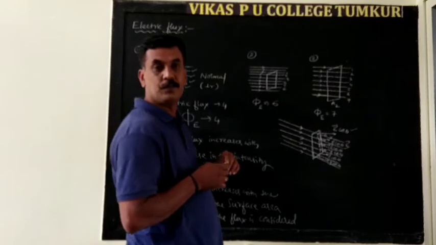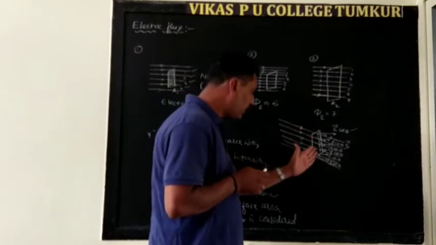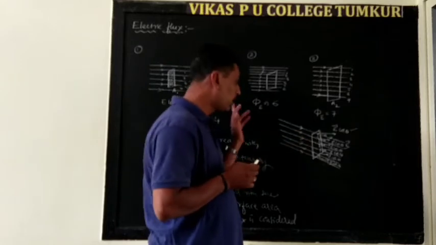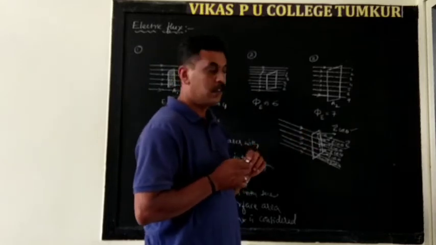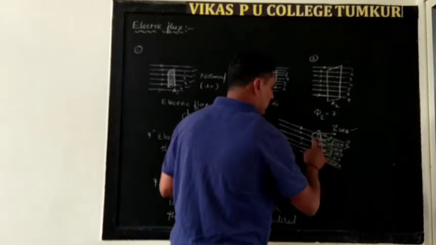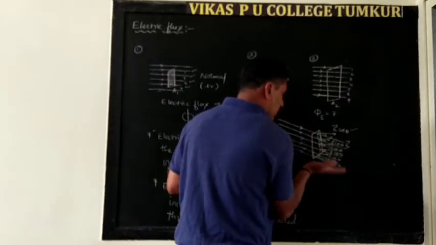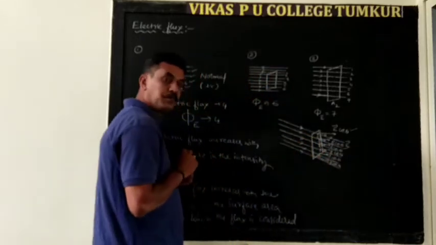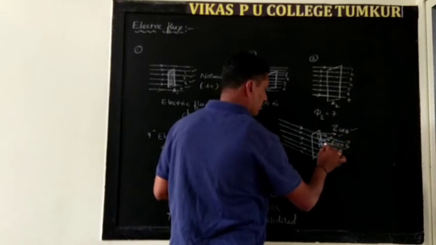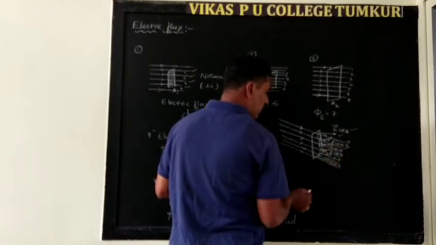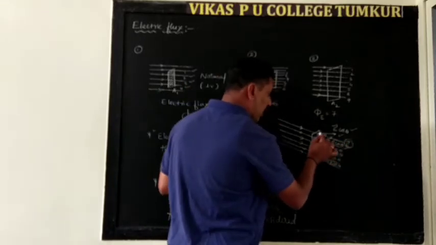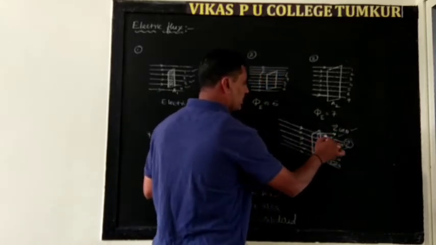Supposing the area is like this, not normal to the field lines, then the field lines crossing normal to the surface are given by the cosine component of this E. The perpendicular is not like that. If you have to take this flux, you have to take this component of E, because it is normal.